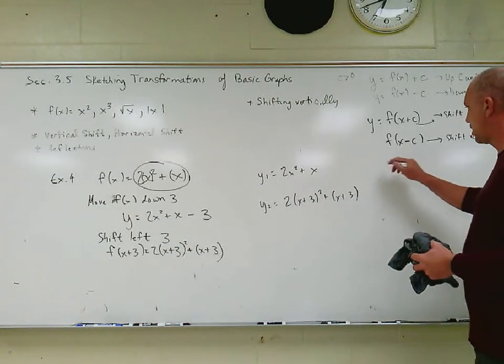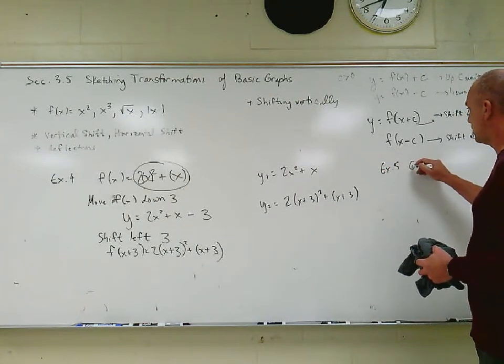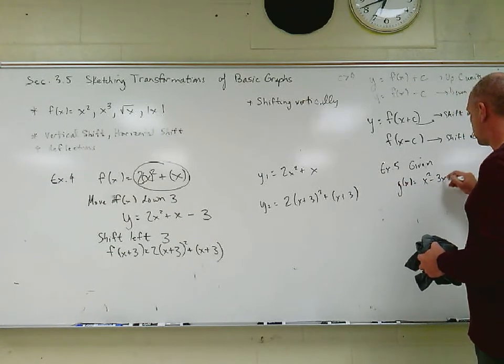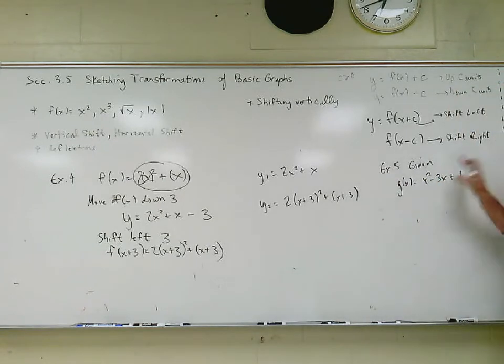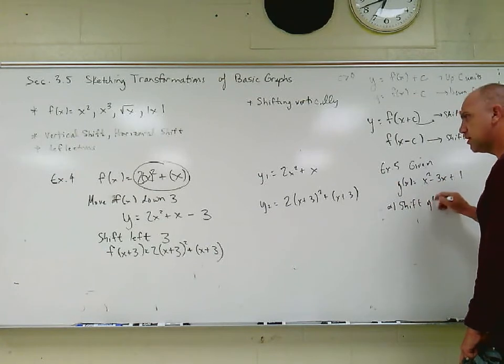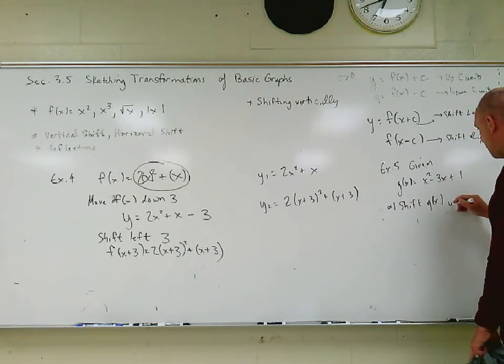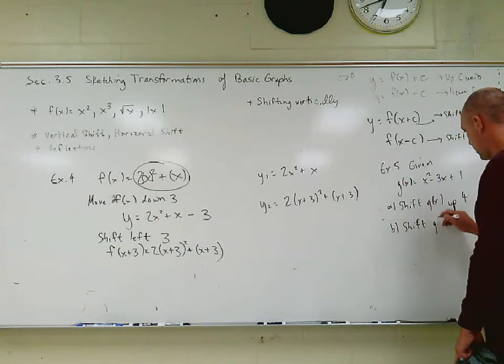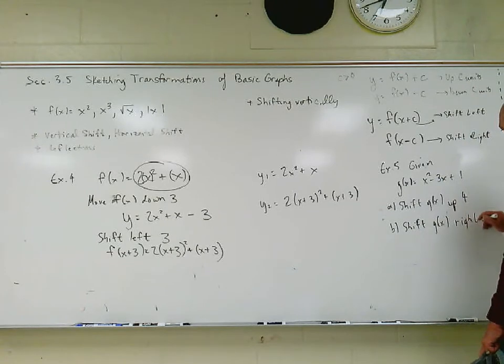So here we go. I'm going to give you a problem. Here's example 5. Given, let's just say g of x is x squared minus 3x plus 1. This is your basic graph. So part A, shift g of x up 4 and shift g of x right 2. So come up with the new equations for each one of those. All right, rewrite it, just put y equals what should happen, and then we'll go from there.